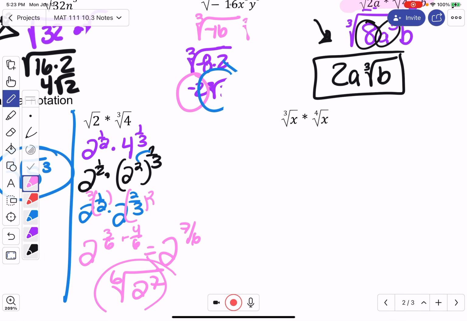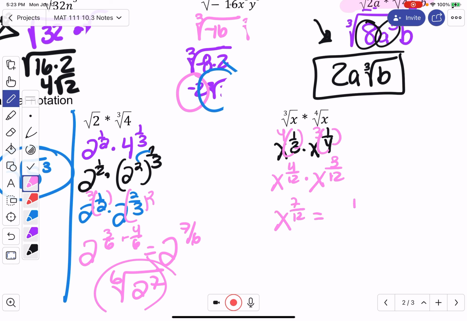All right, same thing when it's a variable. We're going to say x to the 1/3 times x to the 1/4. Multiply this by 4, we get 4/12. Multiply this by 3, we get 3/12. Add those together, we get 7/12. And then we just put it back into radical form because that's what the directions told us to do.